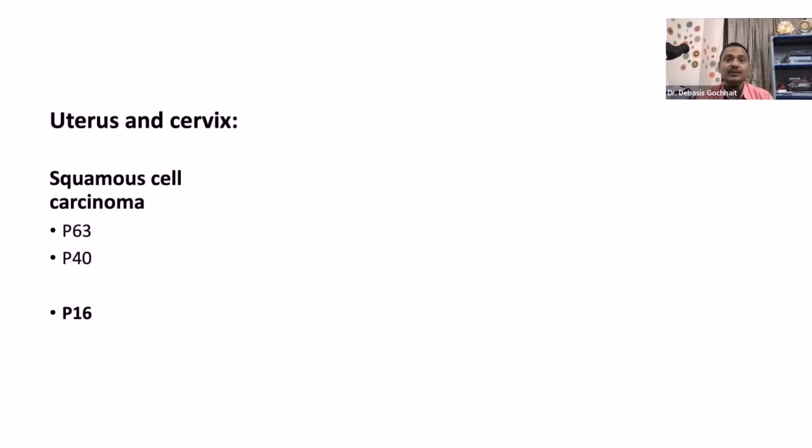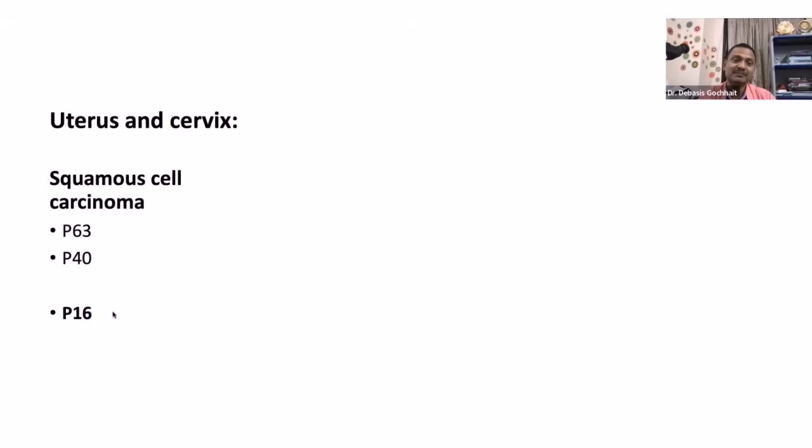When we talk about uterus and cervix, in cervix, what is the most common carcinoma? It is squamous cell carcinoma. So these two, P63 and P40, are squamous cell markers. You must remember that P63 and P40 are squamous cell markers. You may get an MCQ. Remember, I am repeatedly stressing on this, okay?